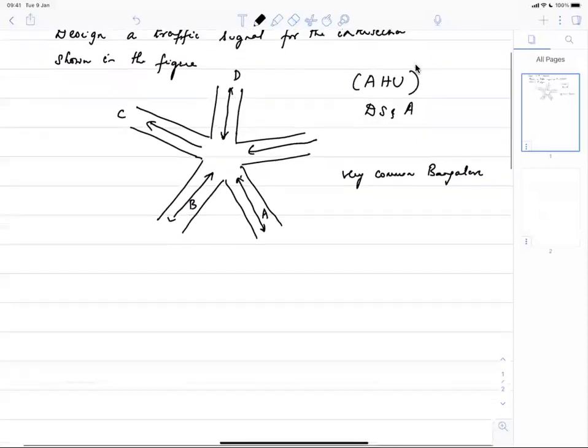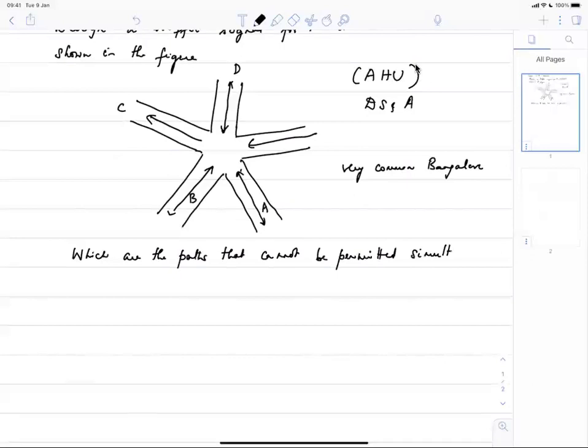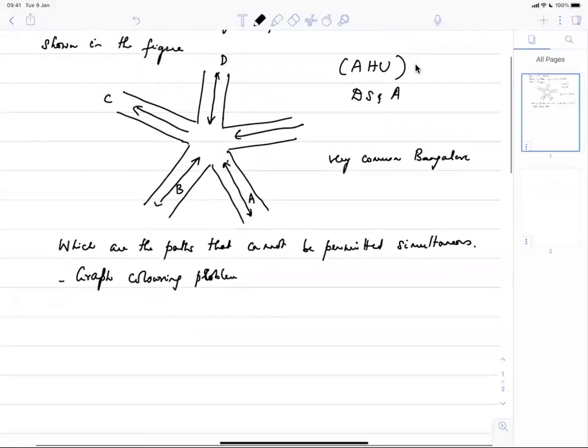So let's say we want to design a traffic signal. What is it that we need to know? Which are the paths that cannot be permitted simultaneously. I must tell you, finding the minimum number of colors is actually an NP complete problem. This can be reduced to what is called a graph coloring problem. What we're going to look at is the minimum number of colors that are required to color this graph, and let's see how we convert it. The scope is beyond this course, but this gives you a nice idea as to why this is important.